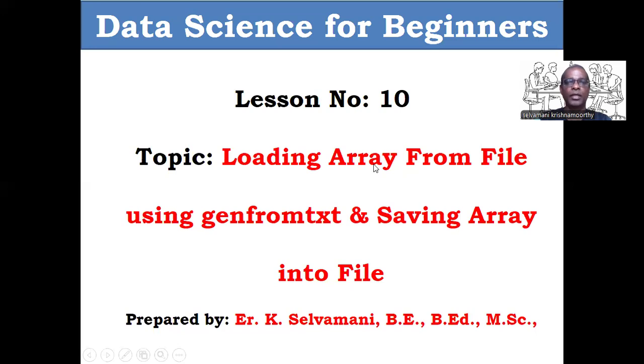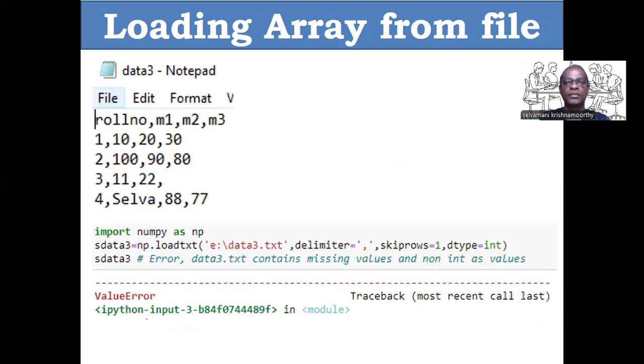Lesson number 10, loading array from file using genfromtxt and saving array into file. In the last lesson, data science video lesson number 9, we studied creating an array from a text file using the loadtxt function. At that time, we faced one problem. What's the problem? We have a text file called data3.txt. It has some missing values. See here, all rows have 1, 2, 3, 4. Here also 1, 2, 3, 4. Here also 1, 2, 3. But here only 3 values. The fourth value is missing. That file has some missing values.